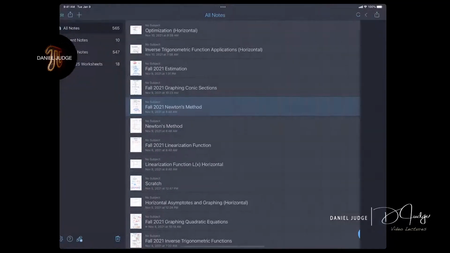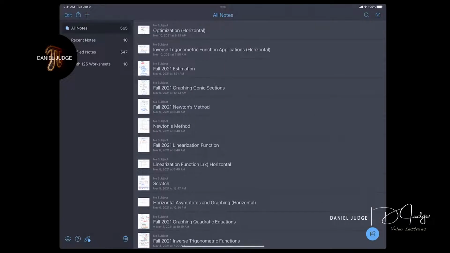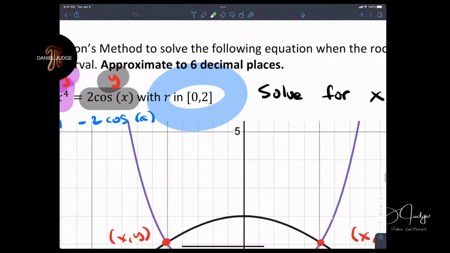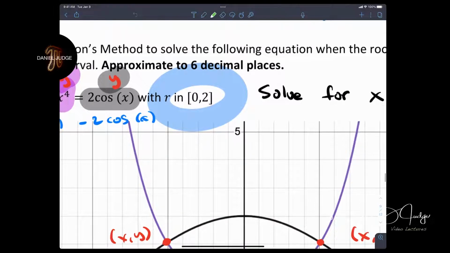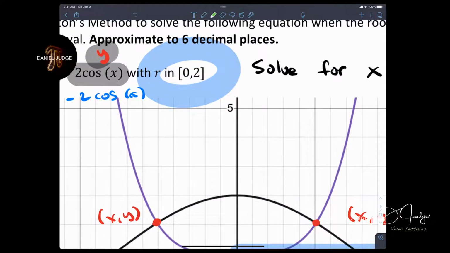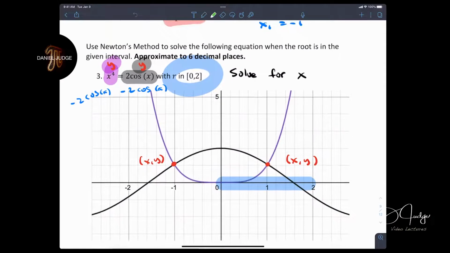And what they gave us is right in here: they say, looking for the root in 0 to 2. So we're going to guess, let's try 1.5. That's a nice value in 0 to 2, and that's where our root lives. So we're going to start with a guess of 1.5 here.